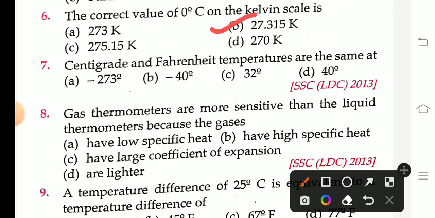Centigrade and Fahrenheit temperatures are the same at -40 degree. Gas thermometers are more sensitive than the liquid thermometers because the gases. Right answer option A. Have low specific heat.